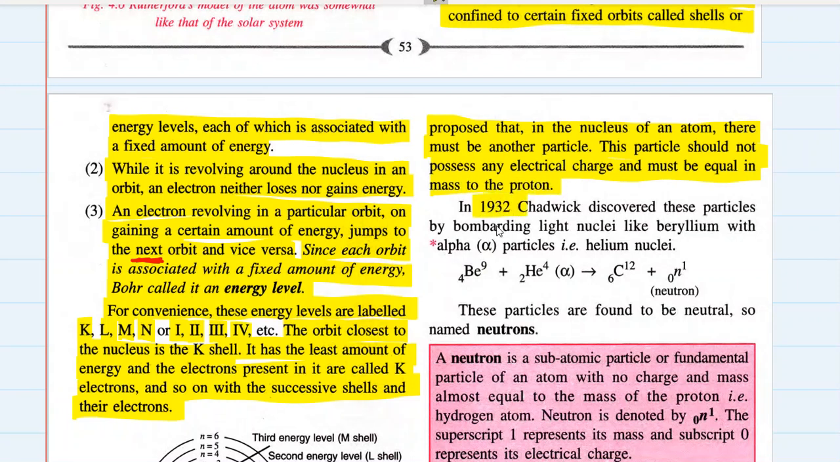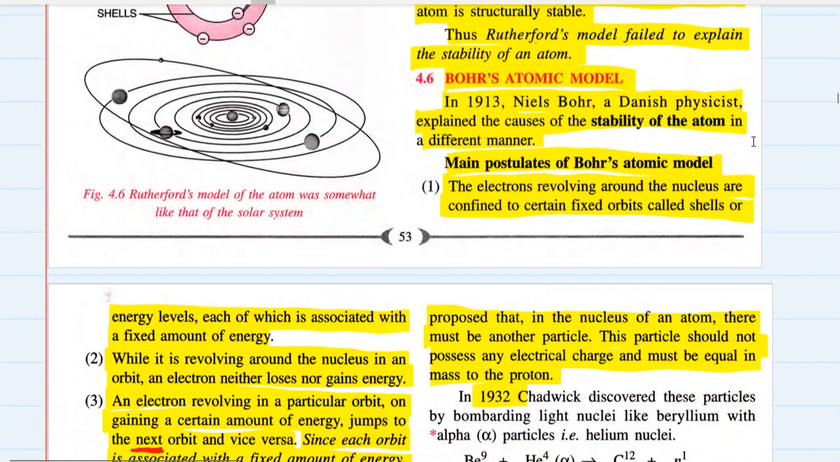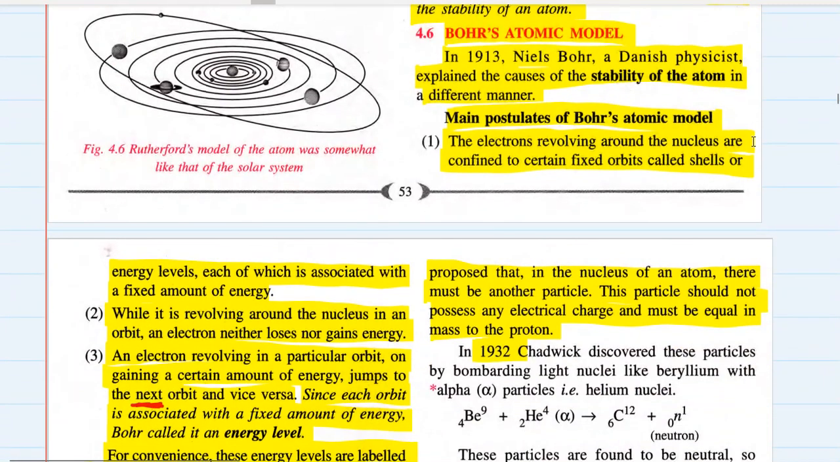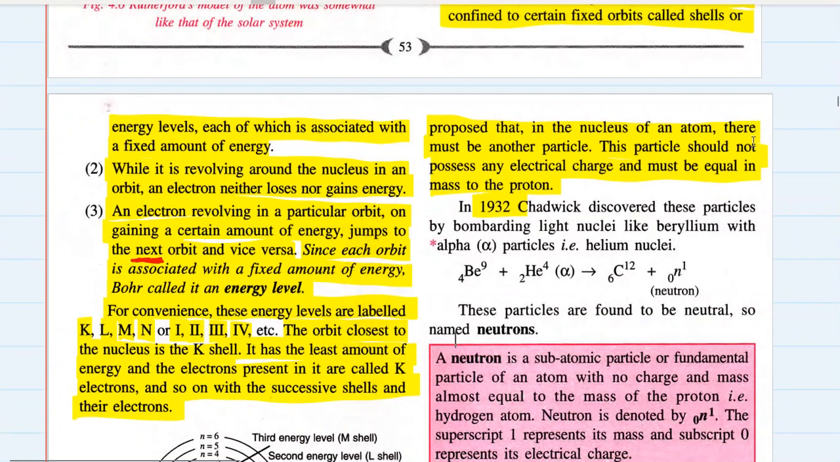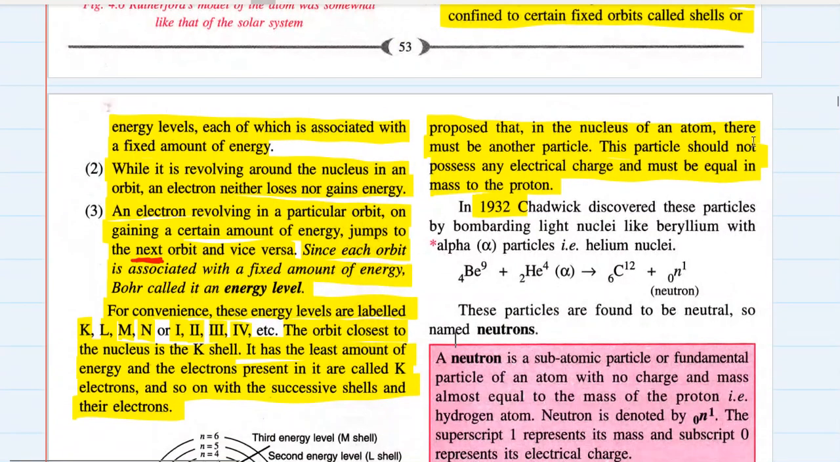And in 1932, just imagine, the electron had been discovered, Rutherford's experiment was done in 1911, and in 1913 Bohr came with his theory, he gave his main postulates, he even talked about energy levels, such deep calculations. But after that, around 20 years had passed, and then somebody called James Chadwick came with the proposal that the atom contains one more particle which we are all forgetting about. That particle was the neutron, electrically neutral but equal in mass to the proton.